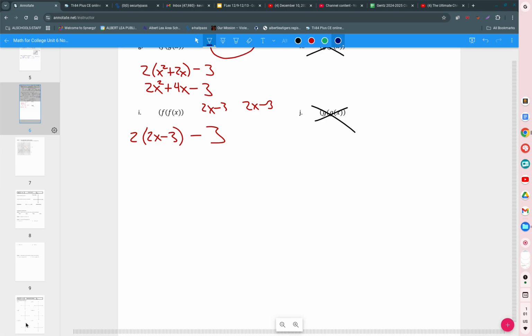So I took the 2x minus 3 and I just dropped it right in for x. So I have 2 times the quantity 2x minus 3 minus 3. Or 4x minus 6 minus 3, which is 4x minus 9. All good with that? Good. So composition, is it new? Yes. Is it difficult? Not too bad.